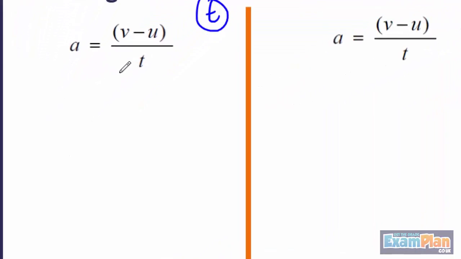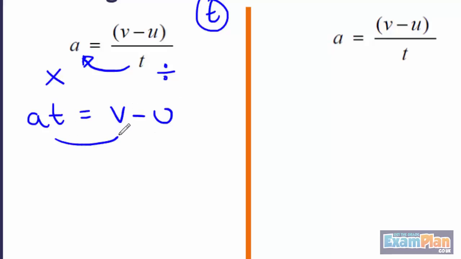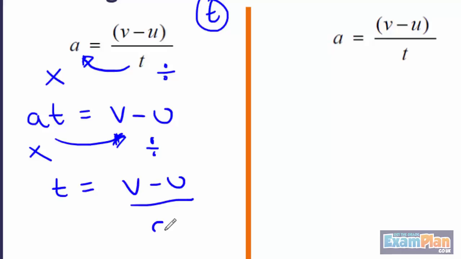To make t the subject, we need to first bring it to the other side. Here, it is a divide by t, so when we take it to the other side, it'll become a times by t. We then need to take a to the other side, leaving t on its own. It is a times by a here, so when we move it to the other side, it becomes a divide by a. We can do this in a single step by just swapping the position of a and t.